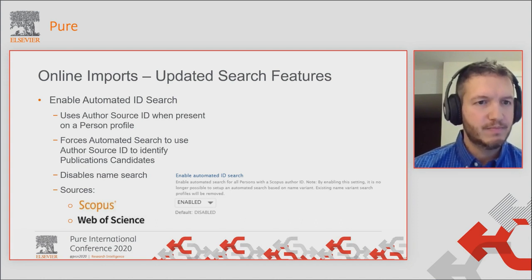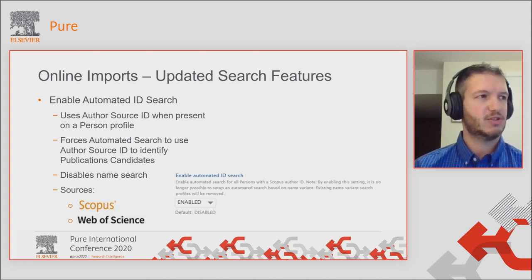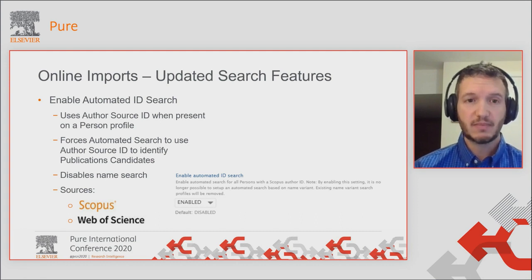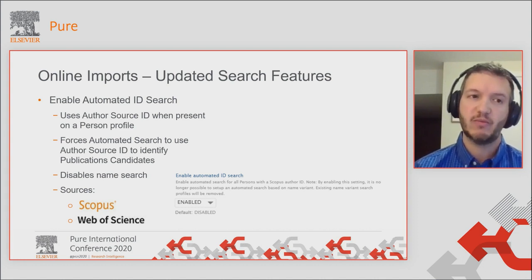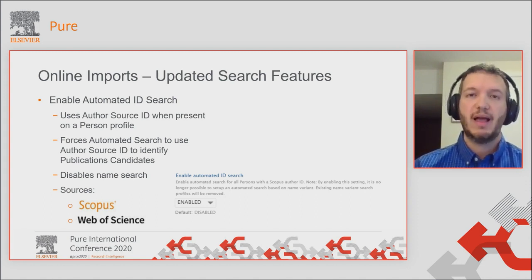All right. 518 also gave us some updates to these automated search features. You can enable an automated ID search for Scopus and Web of Science, which means if a profile has a Scopus or researcher ID, Pure will automatically turn on the automated search for these sources for persons with IDs. Just so you know, this means that the source will only use the ID and not a name for searching. This is because Pure will only pull publications related to those IDs.